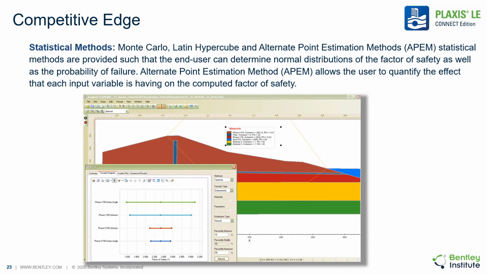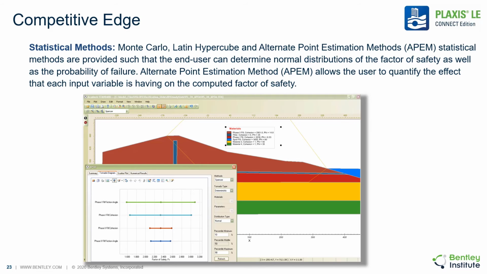In terms of another competitive edge, the statistical analysis that can be performed with the software is very comprehensive. You can implement in your analysis the Monte Carlo, Latin hypercube, and alternate point estimate methods for analysis. And each of these methods have their advantages. Monte Carlo is very common in terms of sampling, but the downside is that you need a lot of trial runs to get a comprehensive statistical idea of your parameter variation. So you can't vary more than 3 or 4 parameters before the number of model runs becomes excessive.